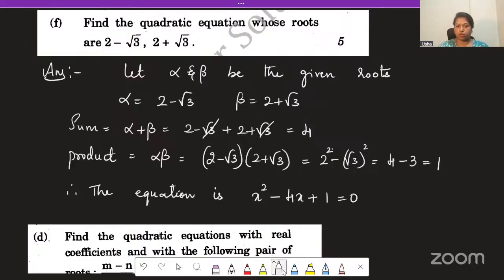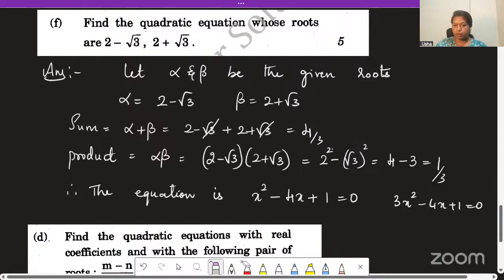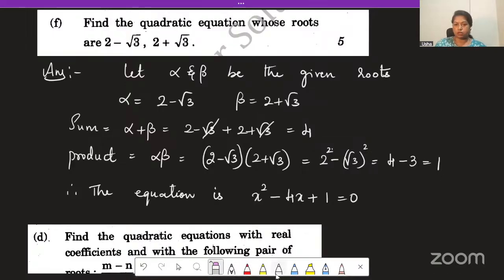Okay. In case you get a denominator, like say 4 by 3, 1 by 3. Suppose sum and product were 4 by 3 and 1 by 3. Then when you substitute, you will get it like this. You can leave it as it is or multiply with 3. When you multiply the entire equation with 3, it becomes 3x squared minus 4x plus 1 equals 0. Like this also you can write if you have a denominator in the sum and product. Otherwise, this is how the answer will be. I'm still not very clear on your doubt. Hope I have answered your question.